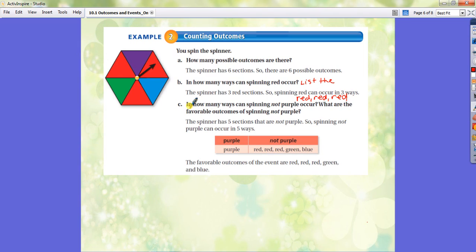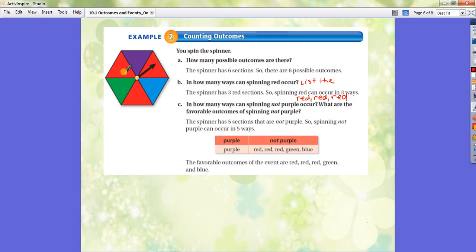C is not tricky, except if you're not reading, which some of you just decide not to do. It's not that you're not capable of reading, you just choose not to read the directions. And how many ways can spinning not purple occur? Which means how many options are there that are not purple? Well, there are 5 sections of the spinner that are not purple, so there's 5 ways, and then list them: red, red, red, green, and blue.